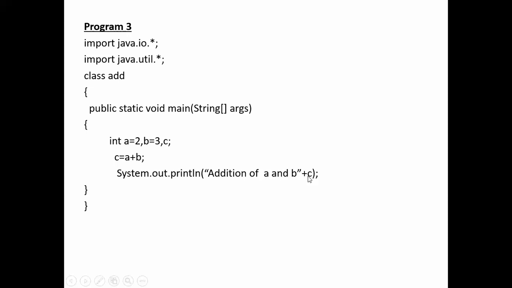So be aware of that. You just need to understand a simple concept. Whatever contents you provide within the double quotations will be considered as it is and printed on your screen. If I run this program, "addition of A and B" is printed. What will this plus do now? There is no single quotation and no double quotation, so it will be considered a variable.